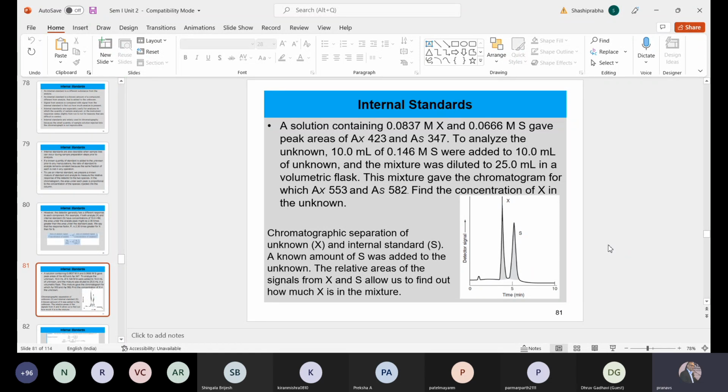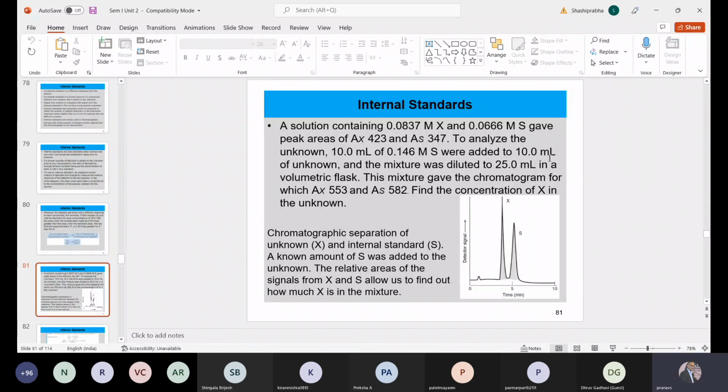देखो यहाँ पे ये एक्स है और ये एस है, दोनों का स्टैंडर्ड सोल्यूशन ले लिया, दोनों का मेजरमेंट किया, पीक एरिया दोनों का अलग आएगा, इसका भी एक पीक एरिया, इसका भी पीक एरिया अलग आएगा. अब हमने ये दोनों स्टैंडर्ड सॉल्यूशन से हमने रिस्पांस फैक्टर निकाल लिया कि इसका रिस्पांस फैक्टर क्या है. ठीक है, अब सवाल ये है, to analyze the unknown 10 ml of 0.146 molar S were added to 10 ml of unknown.